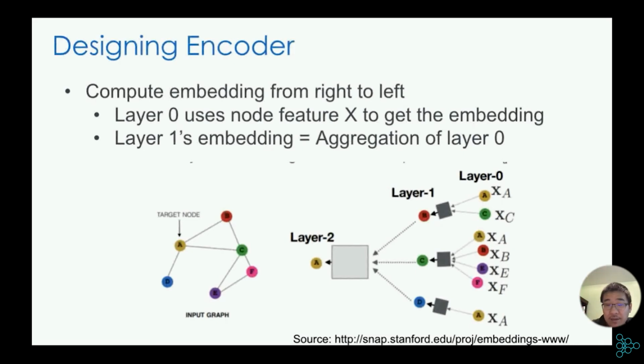After we get the embedding of A, we can use the embedding to do any type of classification or prediction. For example, we can predict whether this member A has a skill based on this embedding.